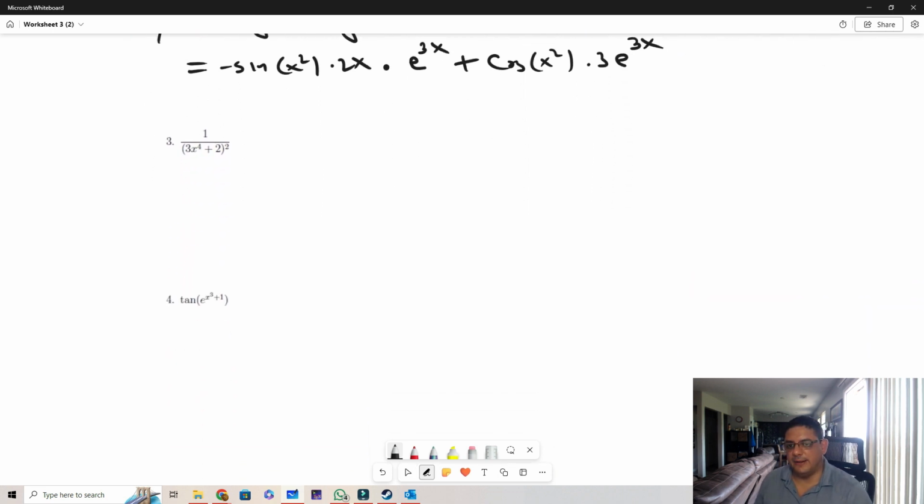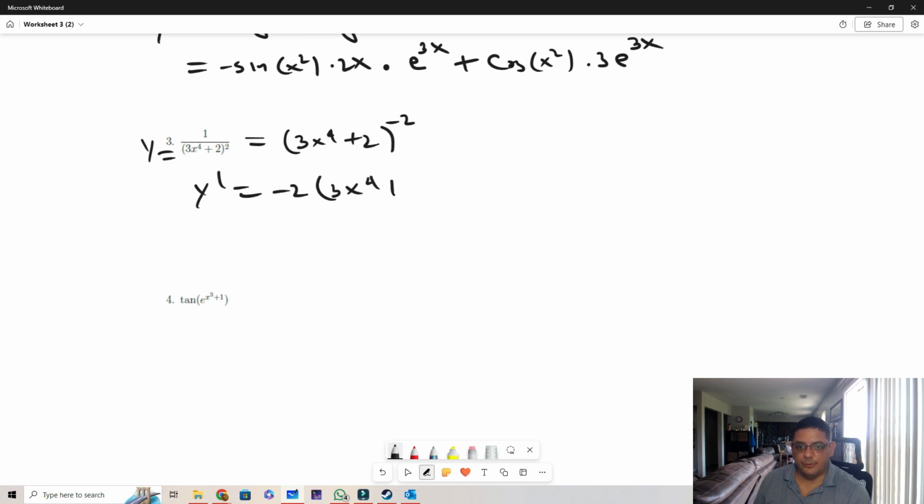Now, over here we have this, and there are two ways of doing this. You can either do it by quotient rule, or you can simply just put this on the top. This is 3x to the 4 plus 2 to the power of minus 2. In my opinion, this is the simplest way of doing this. Just put it upstairs and put a negative sign. And so y prime will be here minus 2, 3x to the 4 plus 2 to the minus 3 times, and then by chain rule, this is 12x to the 3. Now, this is just the way of doing it by doing the chain rule.